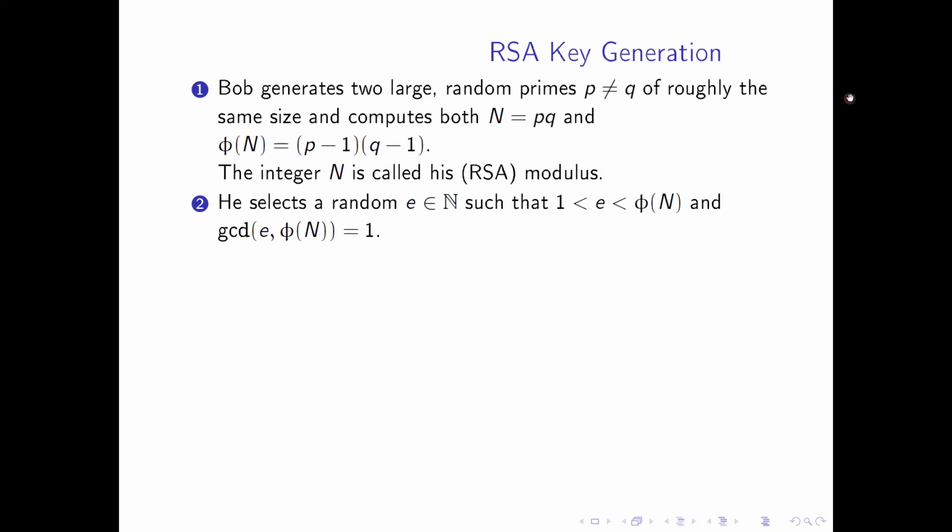A couple things. Technically, e could be 2 in general, except it would then violate this right here. If we're talking about large primes, P and Q are odd, so P minus 1 and Q minus 1 are both even, which means that phi of n is going to be an even number. So if I pick 2, it's going to violate the greatest common divisor being 1. So 2's off the board.